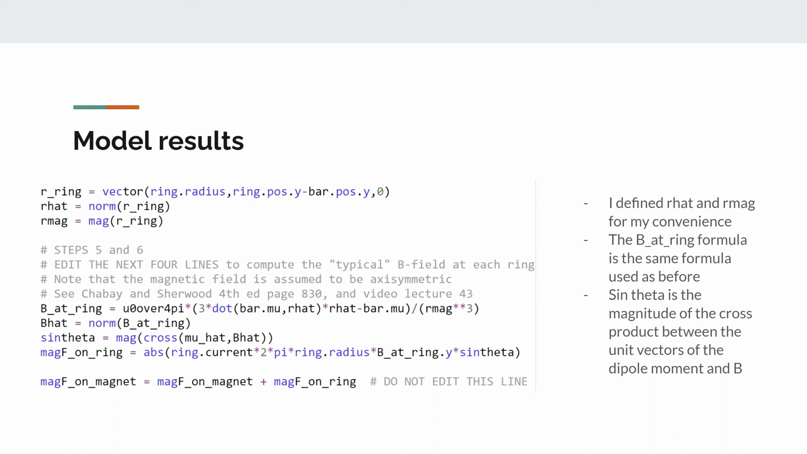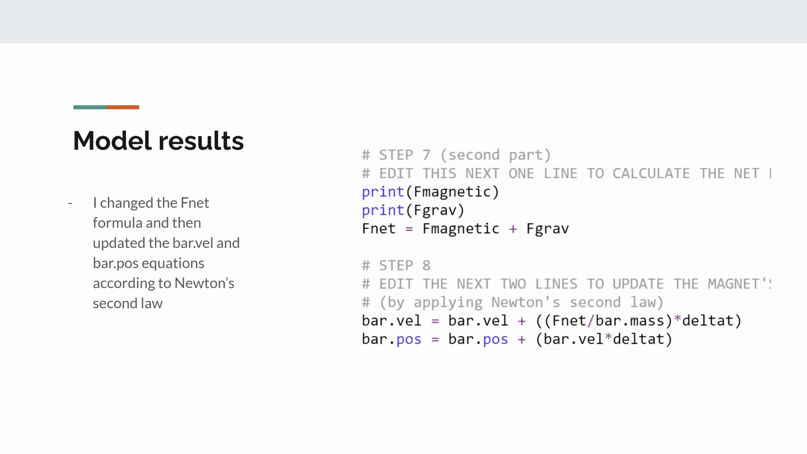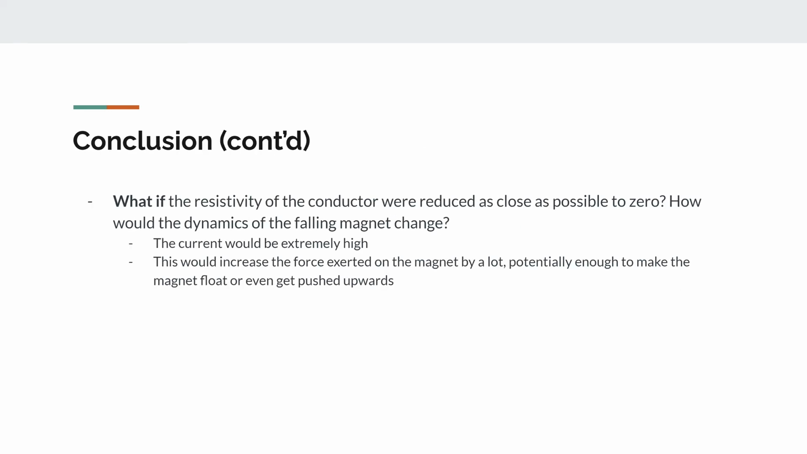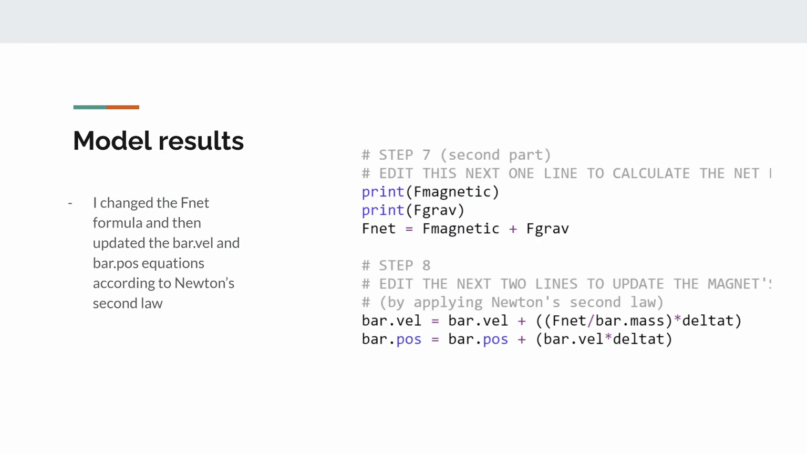Then I used all these values to find the magnitude of F on the ring due to the bar magnet. Then I changed the F net formula and updated the bar dot vel and bar dot position equations according to Newton's second law. The result I got was that my time was 0.362 seconds, which was significantly lower than my experimental data. I don't know what that is actually.